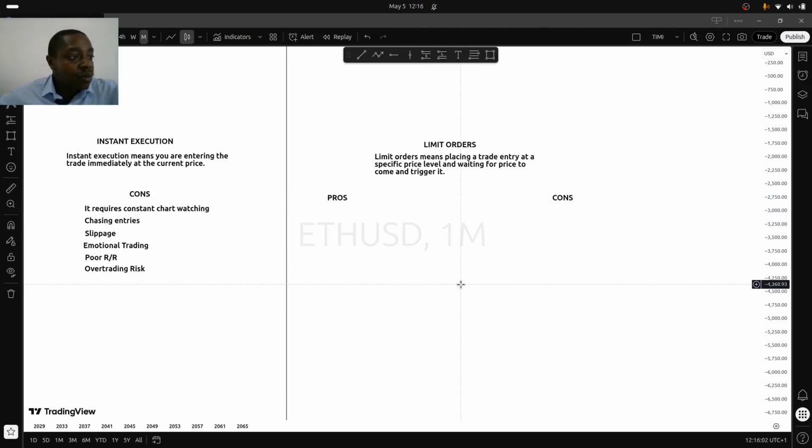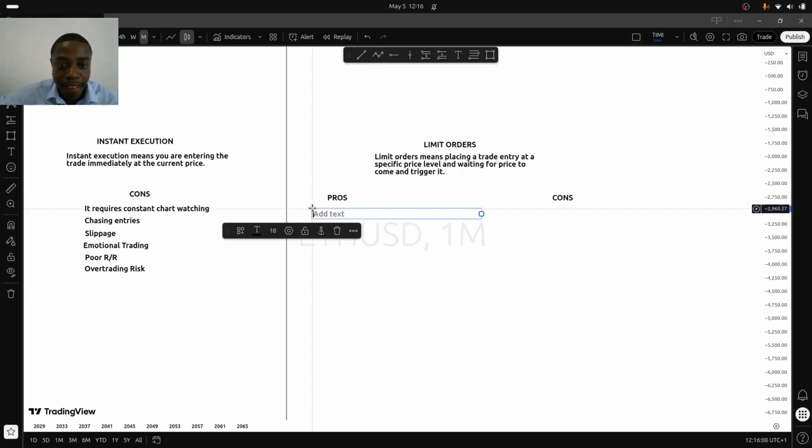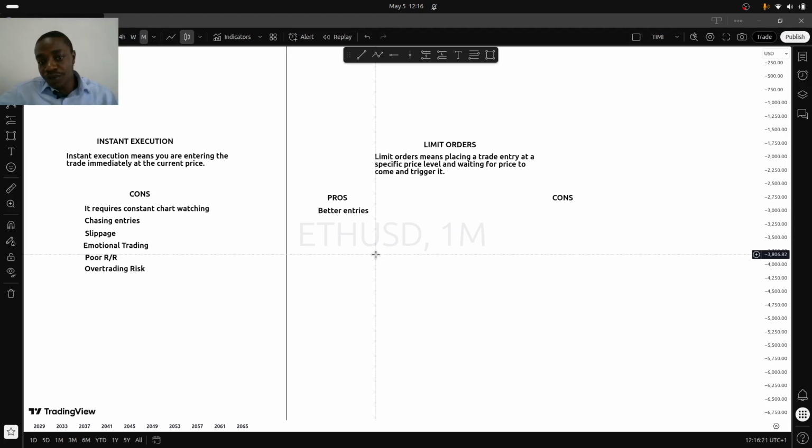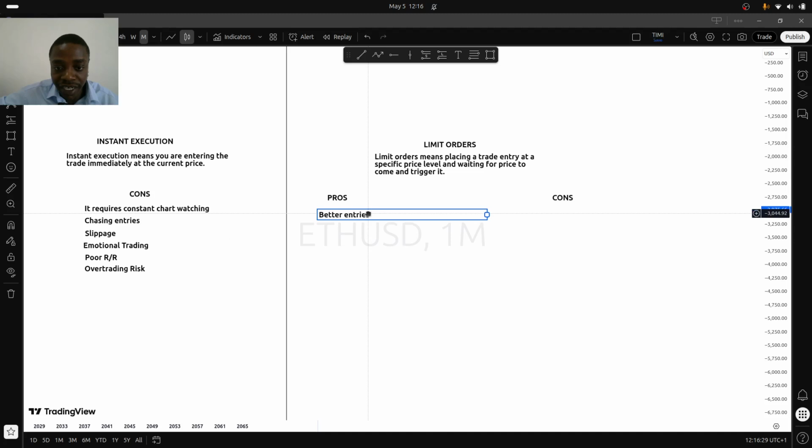So let's talk about some of the pros. Some of the pros that you have: you get better entries. Since you are waiting for price to come to you, you basically just enter at a support level, resistance level, whatever strategy you use to trade, but you actually get better entries, right? Because price will most of the time sniper, tap where you place your limit and then move in your direction.